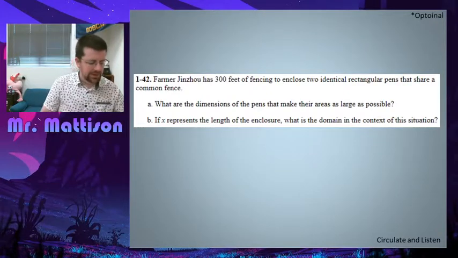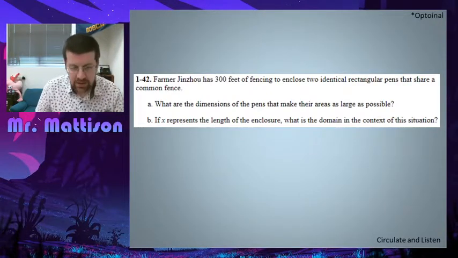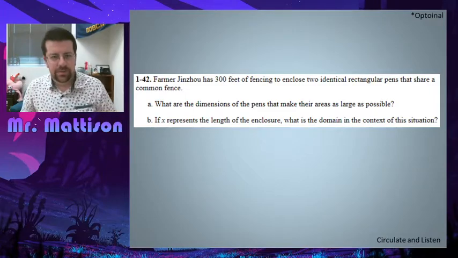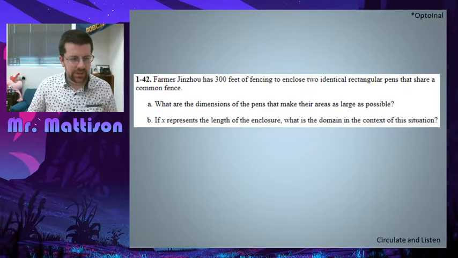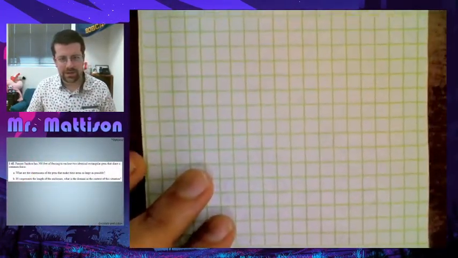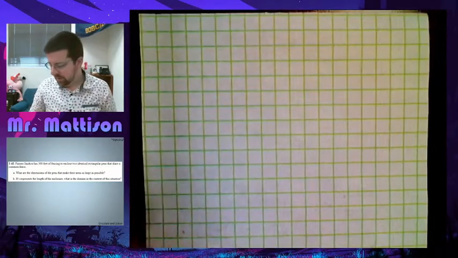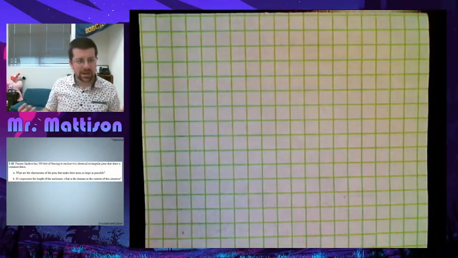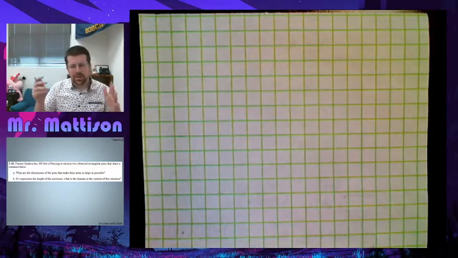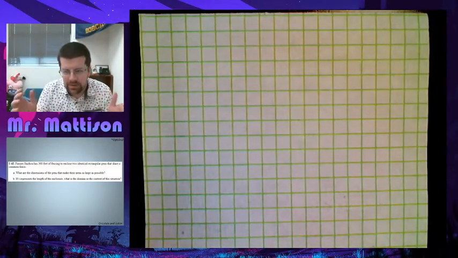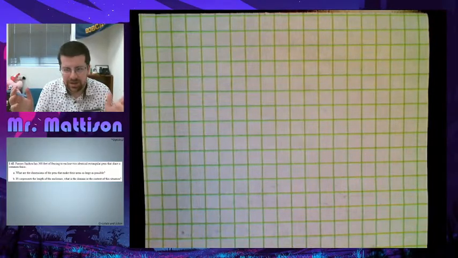All right, so I'm assuming that you have tried it out on your own now. So I'm going to pull up my document camera, got a fresh sheet here, and we're going to approach this problem. So again, I want to start by drawing out a picture here. So I have 300 feet of total fencing that encloses 2 identical rectangular pens and shares a common fence.